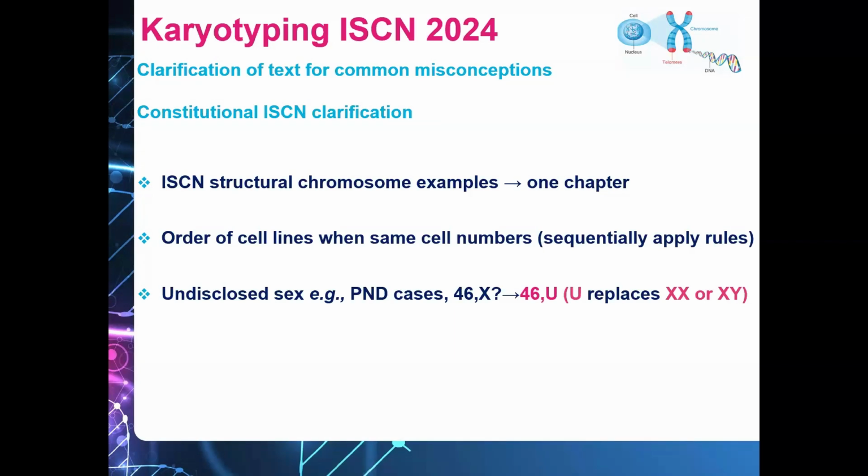We've also changed the undisclosed sex. When you had 46,X query, where you didn't want to disclose whether it was a male or a female fetus, for instance, we had feedback saying basically, well, query means you don't know if it's really the X, which is true if you look at the rules. So we've changed the query and the X to U, where U replaces XX or XY.